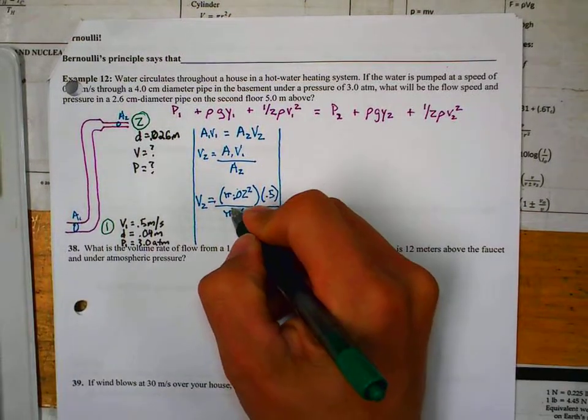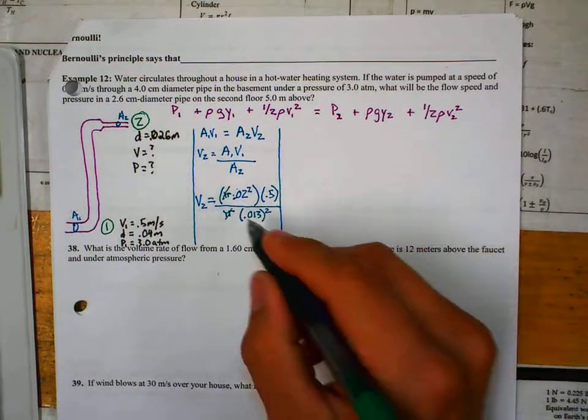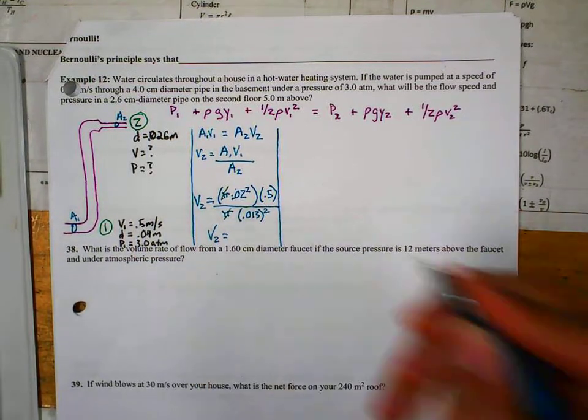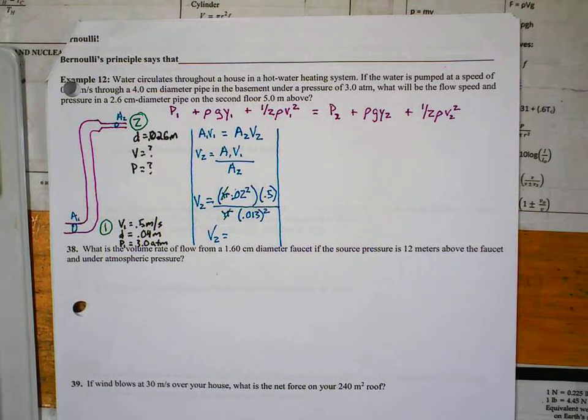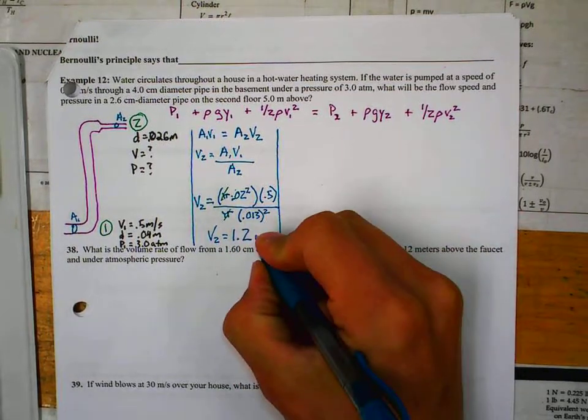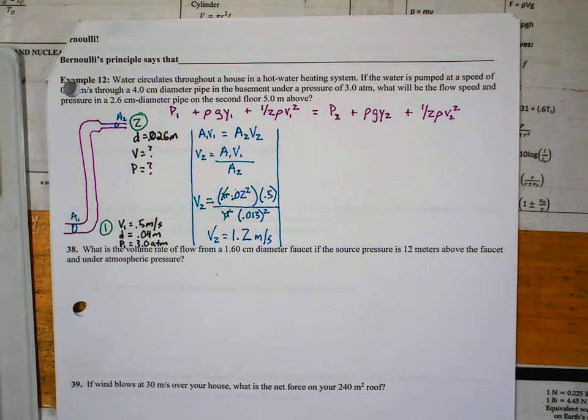Okay, pi cancels. Go away, pi. Alright, and now we can just do the math. Okay, so punch it in real quick. Let's see what we get. So I got 1.2 meters per second. Do you guys agree? Yes. All right.